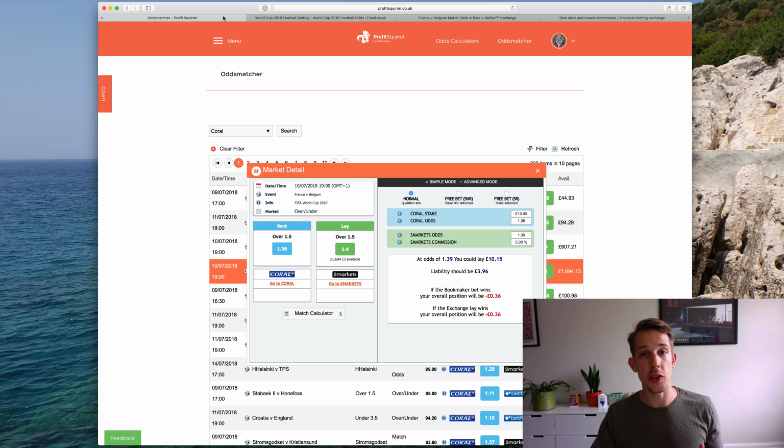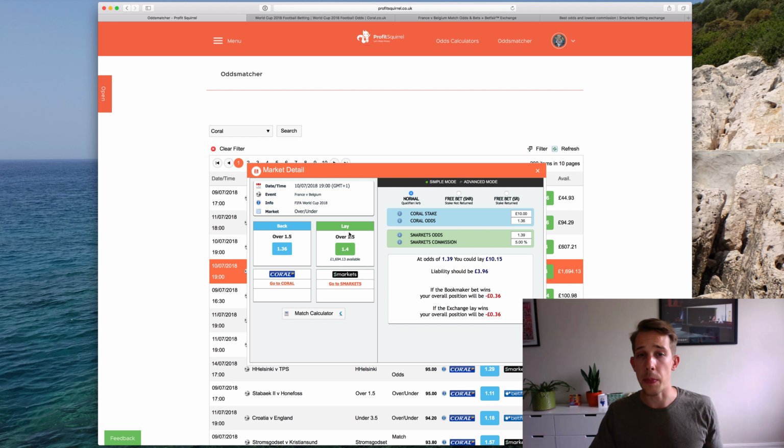Tip number 2 is make sure you're looking at the correct market for your bet type. With time, this will become really easy and intuitive for you, but when you're just getting used to things, it's something that I recommend you check carefully just to make sure that you're betting on the right market for the result that you want. So for example, in this one on the screen here, the odds matcher is calling it the over-under market, and we're basically placing a back bet that there will be over 1.5 goals and a lay bet that there will not be over 1.5 goals.